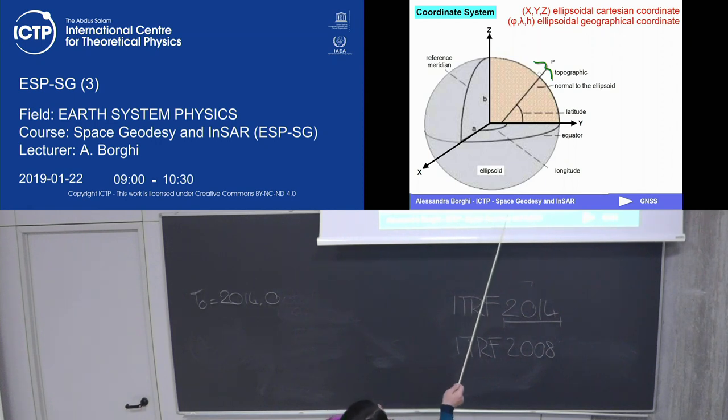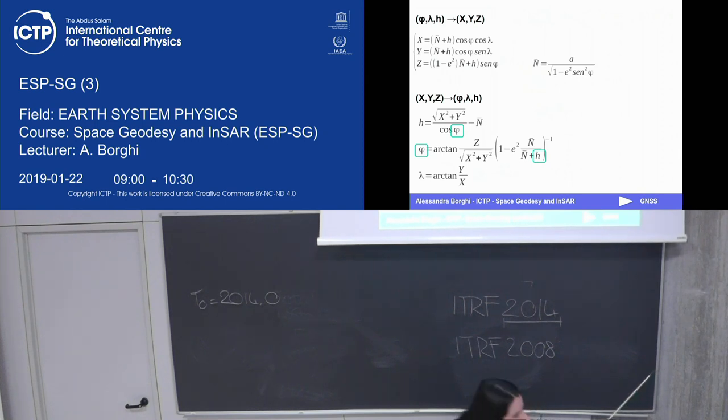So this is a reference surface. From the point P on the topographic surface, we can compute along the normal to the ellipsoid the arc length, which gives us the h coordinate. After that we have the definition of the longitude and the latitude, with respect to a reference meridian, the Greenwich meridian plane. And of course we can transform our coordinates, latitude, longitude, and h, from ellipsoidal to Cartesian using this formula.